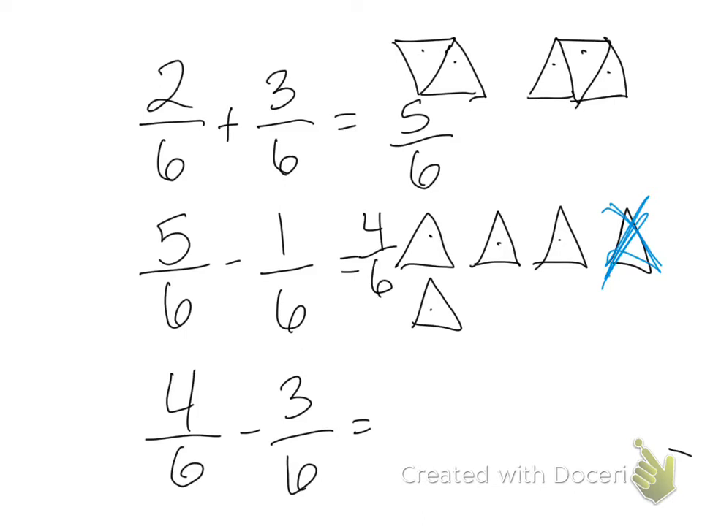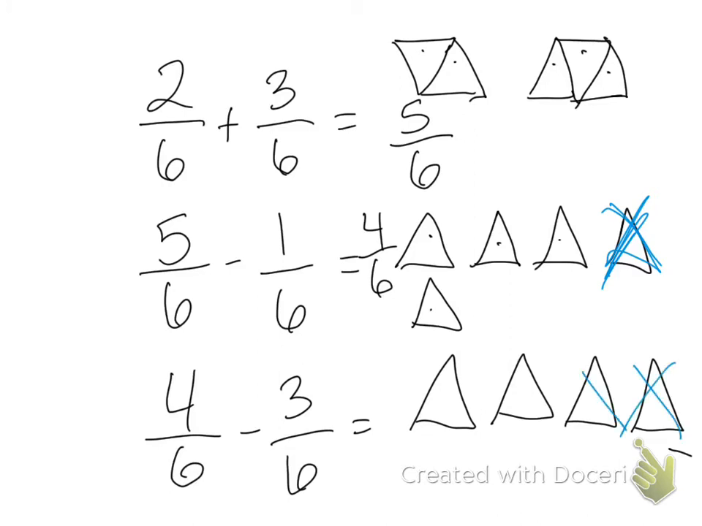Okay, so this next one, 4/6 minus 3/6. Let's draw 4/6, which are those triangles. And we're going to subtract 3 of them: 1, 2, 3. Well, all I'm left with is 1/6. There's only one of them.